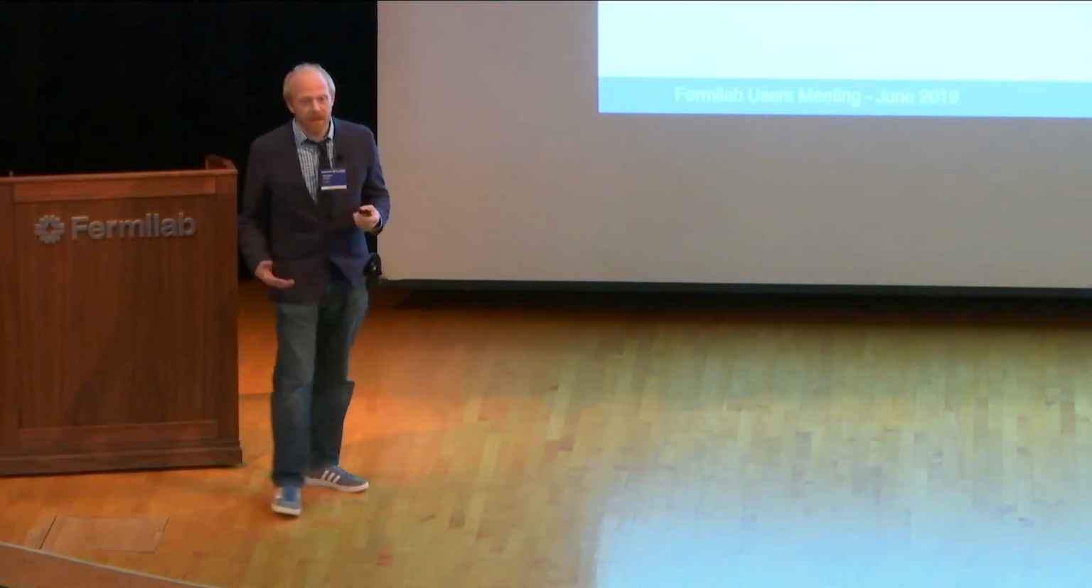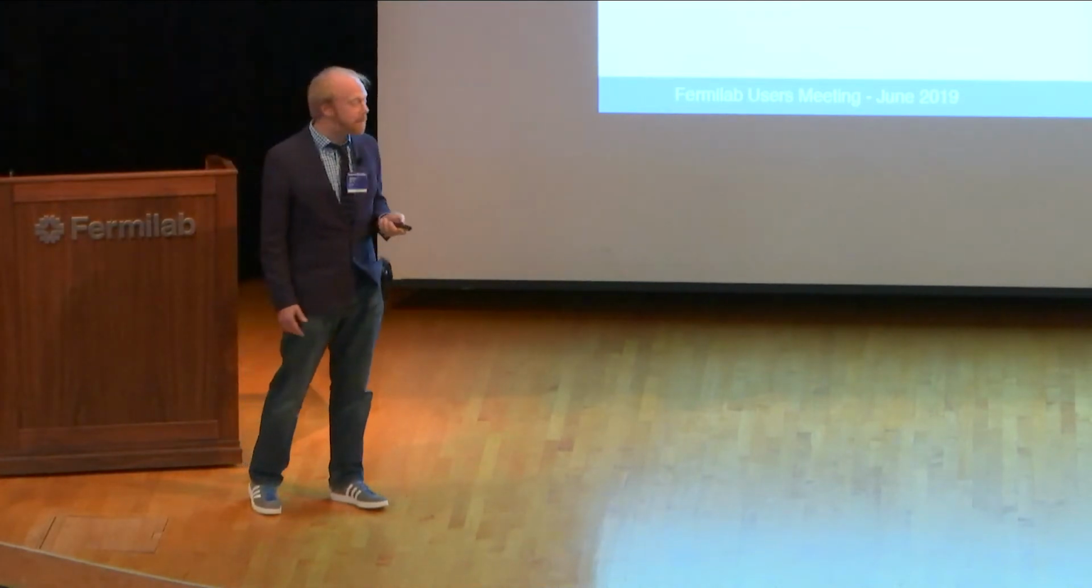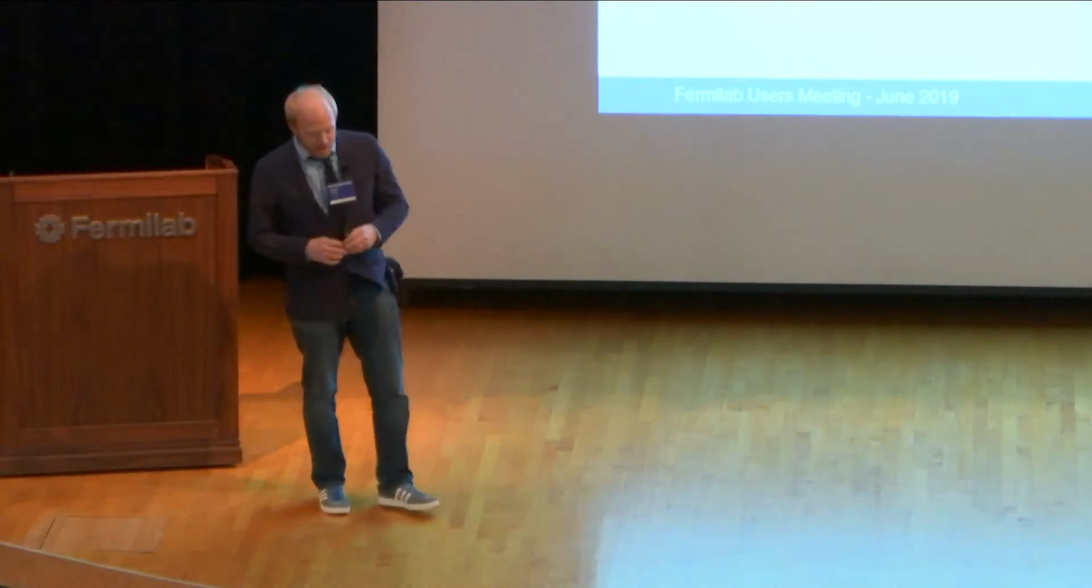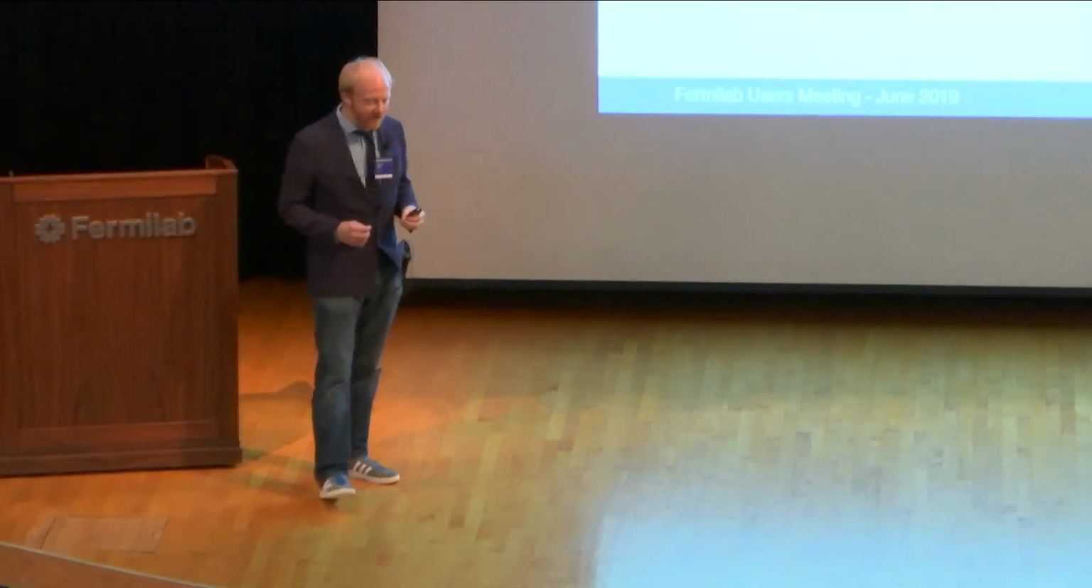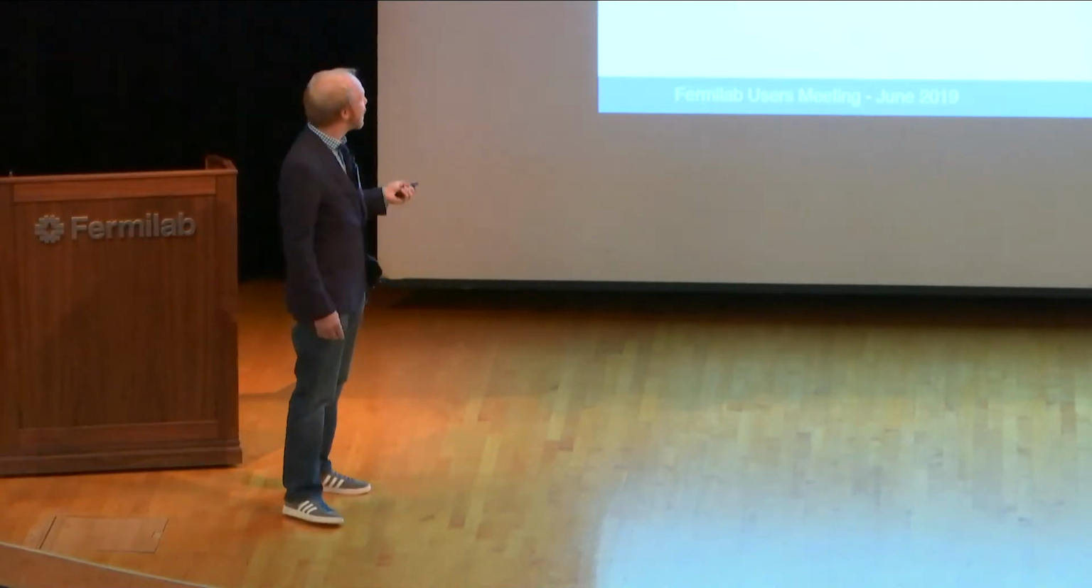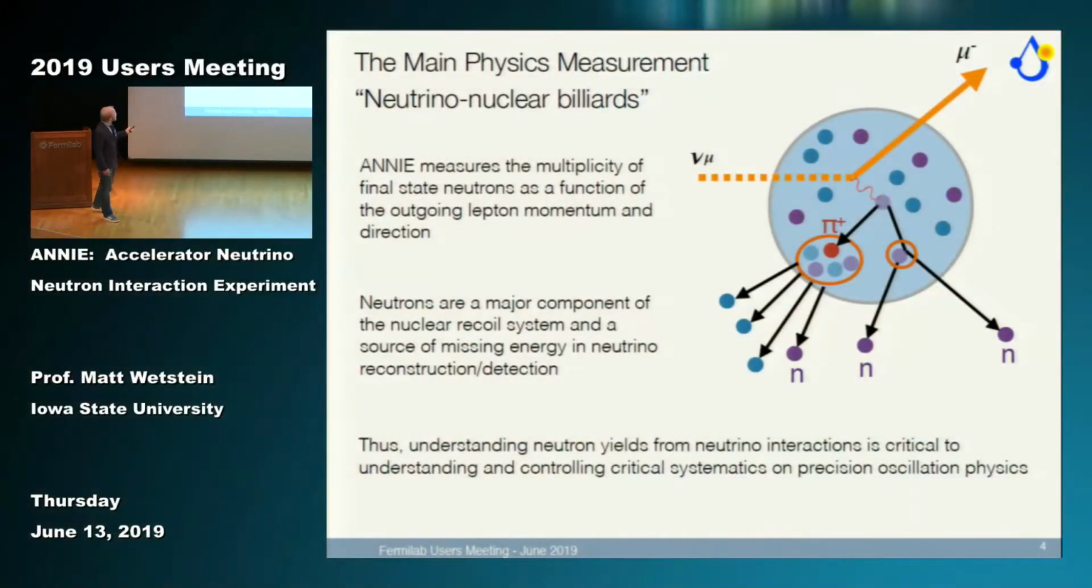Neutrons in particular are a major component of the nuclear recoil system, and they're also a source of missing energy in neutrino detectors. Even in the case of calorimetric energy reconstruction, given difficulties with reconstruction and efficiency in detecting neutrons, they still pose a problem. A.N.N.I.E measures the multiplicity of final state neutrons as a function of outgoing lepton momentum and direction. So we measure the angle and energy of this muon, and then we map that to how many neutrons are produced. And hopefully we'll also break that into more exclusive final states as well.